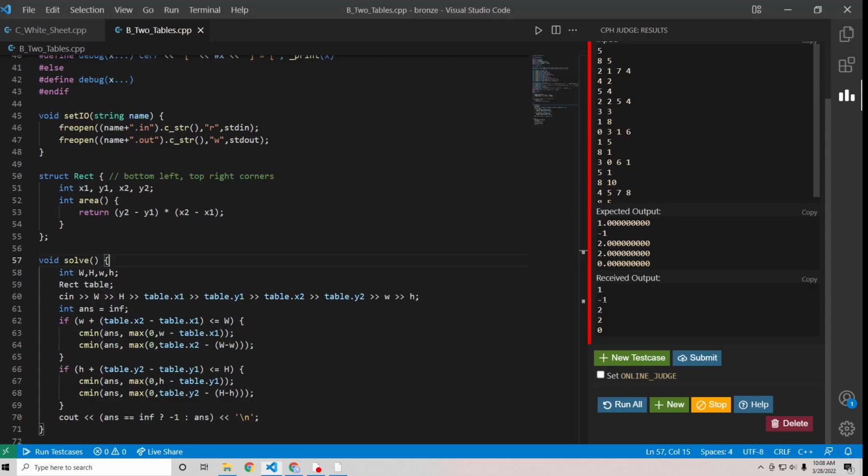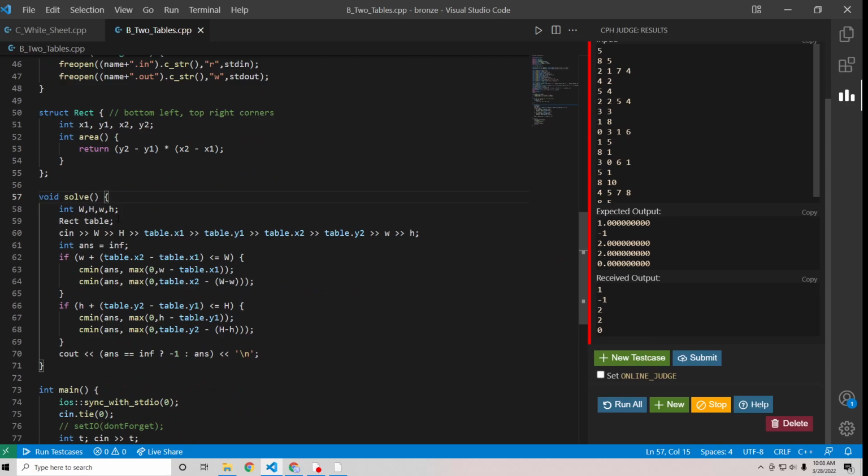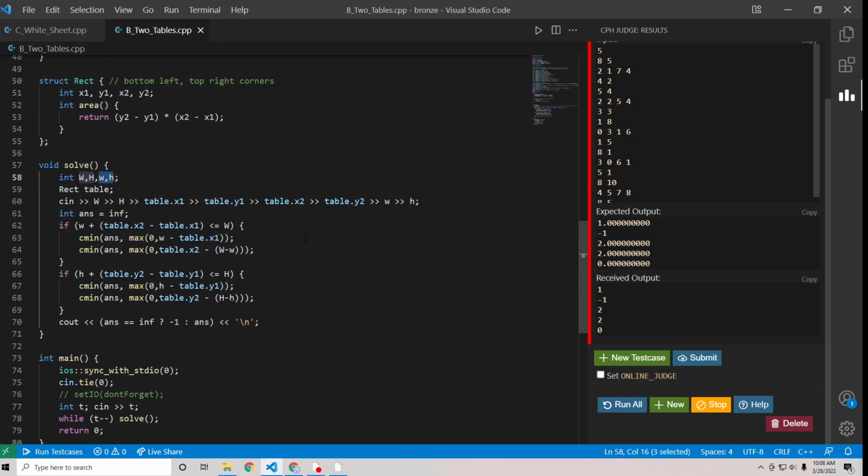So coding this up will look like this. We create the width and the height of the room, the width and the height of the new table we're going to enter, and we create a rectangle called table. Then we read in the width of the room, the height of the room, the table's bottom left and top right corner, and then we read the table's width and the height. Initially, we set the answer to a really big number because we aren't sure if there's an answer, and we always want our answer to be the lowest possible number. So if we just find the minimum of our current answer and any other answers we find in the future, that's the way we find the smallest possible answer.